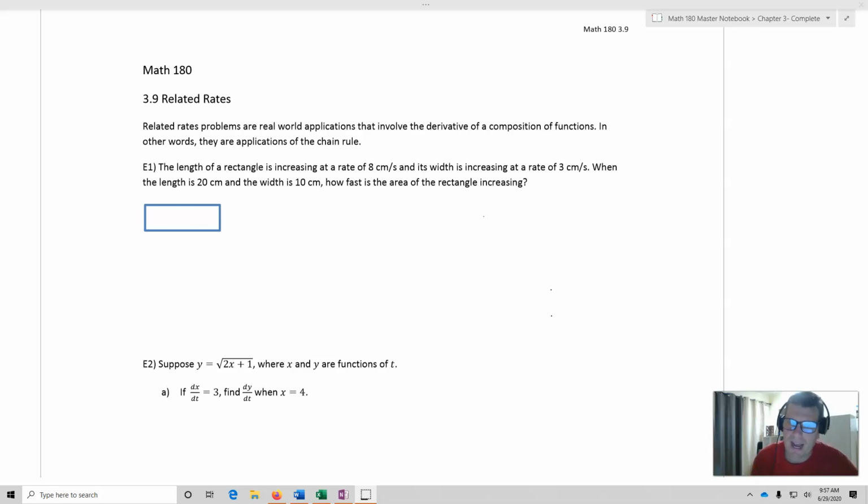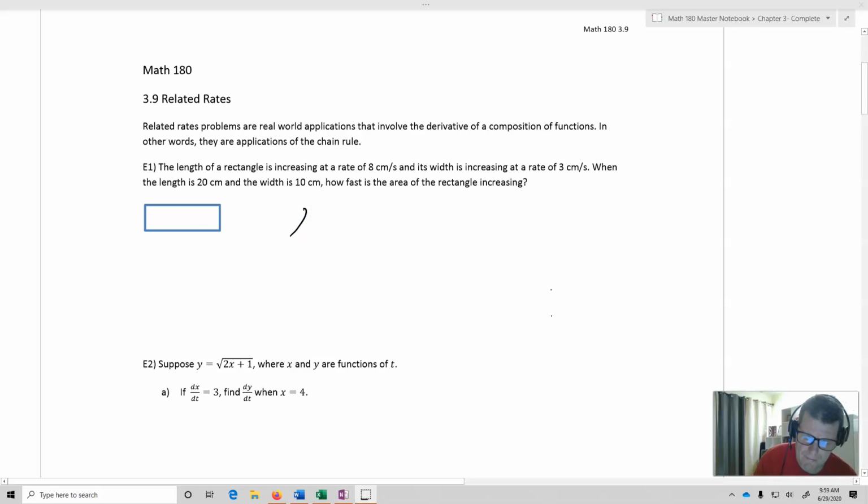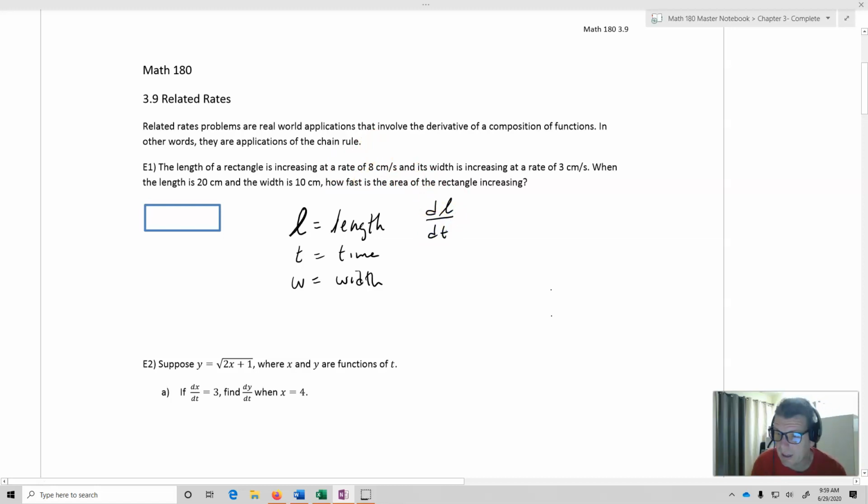So if I rewrote that, let's let L equal the length, and T is going to be time. And we'll let W equal the width. One of the big things to get here is that dL/dt is the change in the length over time. So dL/dt is going to equal 8.